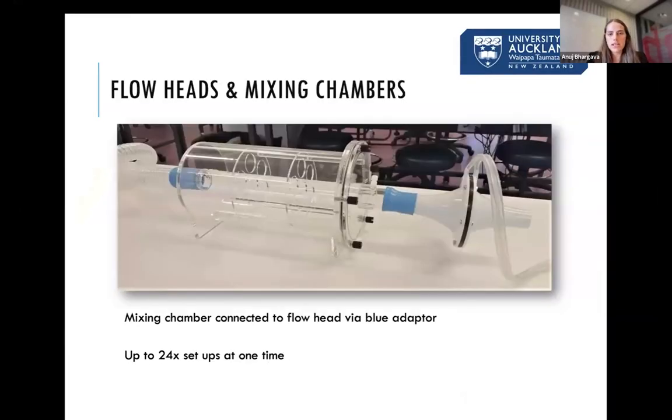So onto the flow heads and mixing chambers. So again, we have up to 24 mixing chambers and flow heads that we need to set up. So again, we load all of the chambers onto a trolley, and this just makes transport way easier to get each of the chambers to each bench. Then we attach the blue adapter on one side and the long tubing on the other side. And at each bench, then we attach a flow head to this blue adapter.